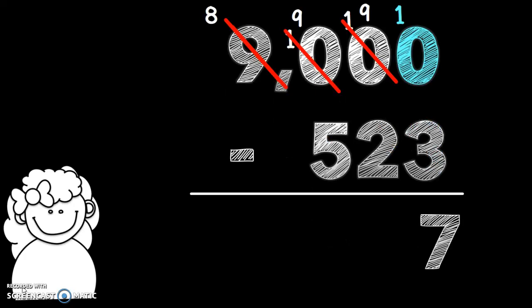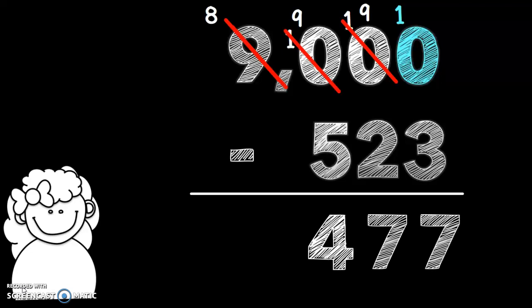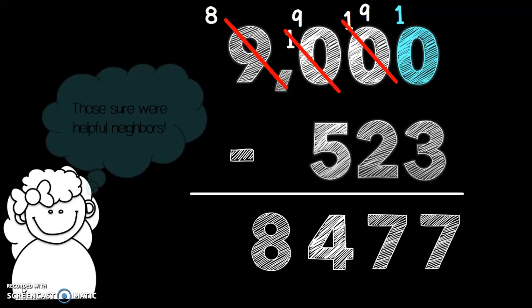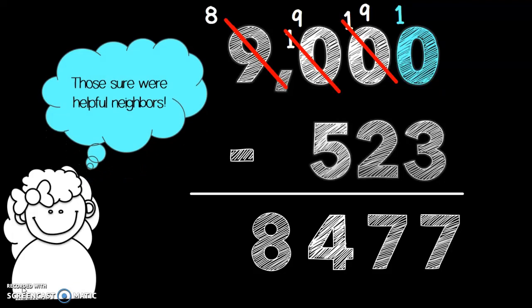10 minus 3 is equal to 7. 9 minus 2 is equal to 7. 9 minus 5 is equal to 4. And 8 minus 0 is equal to 8. So the total of 9,000 minus 523 is 8,477. Those sure were helpful neighbors.